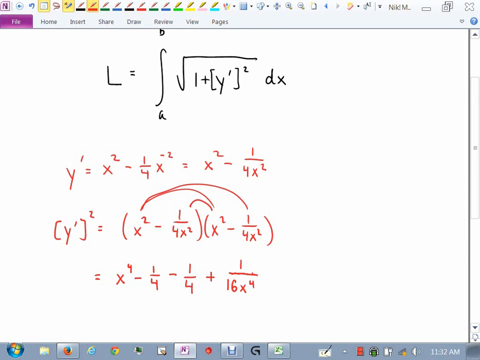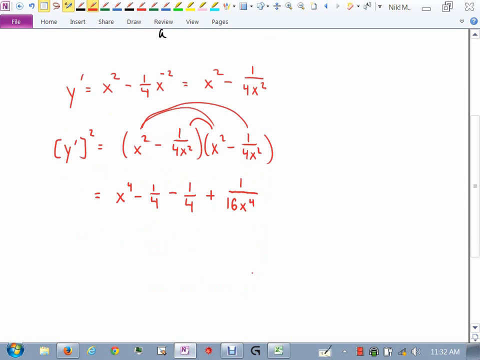It's not here anymore. All right, so that's the derivative squared. Let's clean it up. I'm just going to make that minus, what's 1/4 minus 1/4? Or negative 1/4 minus a 4th? Negative 1/2 plus 1 over 16 x to the 4th. Okay, that's just the derivative squared. Now let's go put that back into the formula. That's going to go underneath the square root and have a 1 added to it, right?